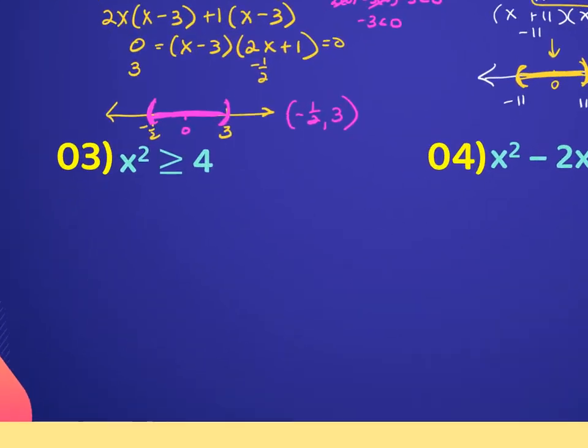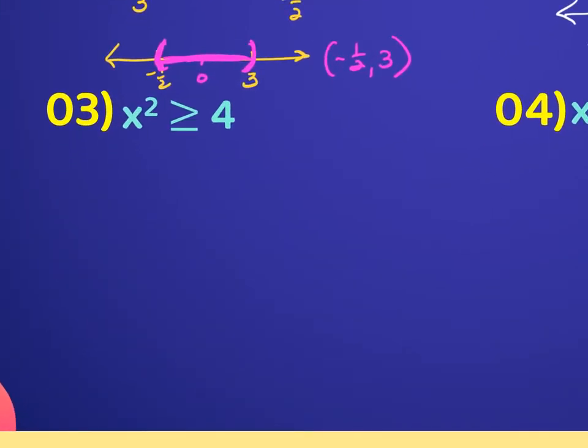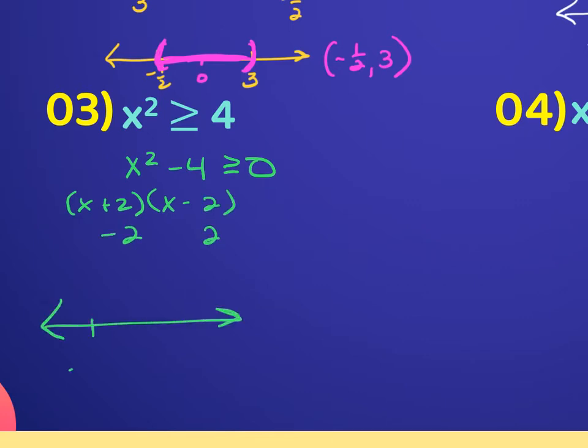Okay, then comes number 3. So same exact type of question here. Subtract the 4, but this time it's greater than or equal to. So when I factor this, difference of 2 squares again, I get -2, +2. But because it's a greater than, we think it's an or. So think of the oars on a boat, point out, right? So I want to plug in something less than -2, and something greater than +2.